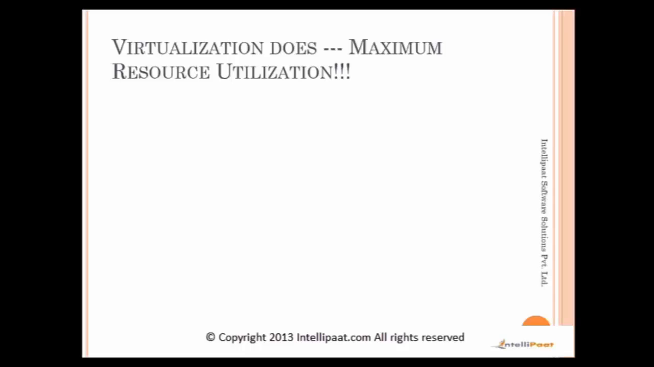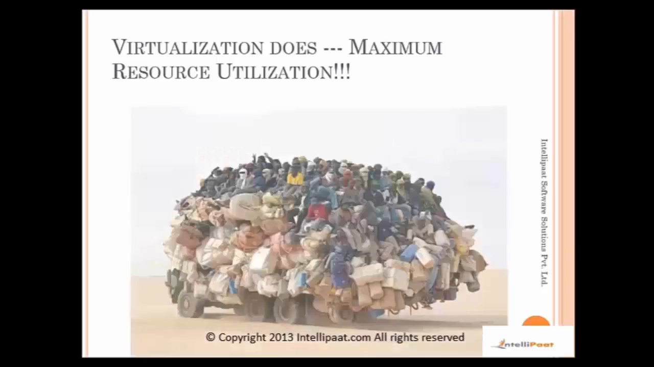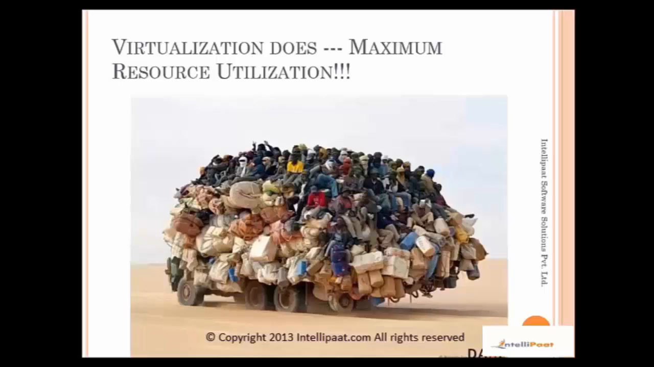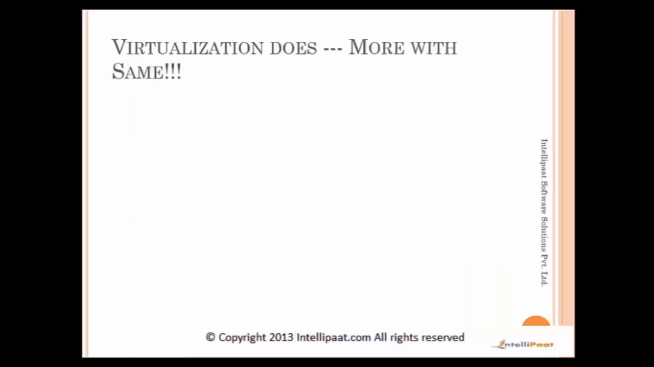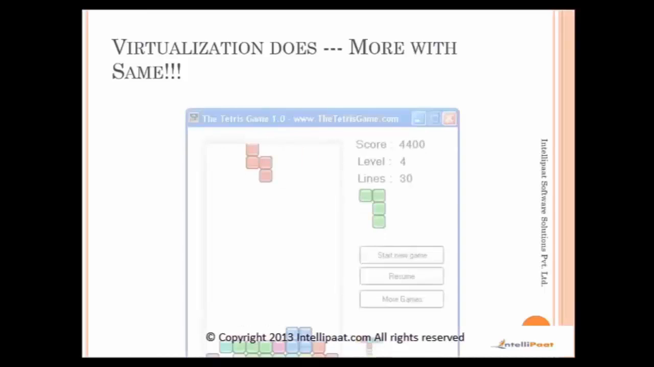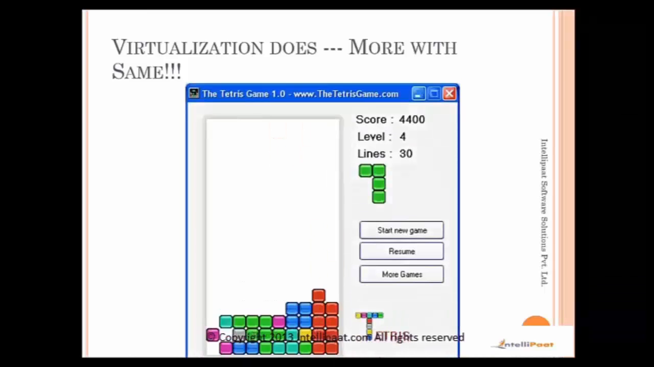Sashi is the one who said this, right, about elastic load balancing. So one of the ideas is that you need to make maximum utilization of resources. You need to do more with what you have, or more with less. So virtualization does maximum resource utilization. You push in as many people as possible in a single vehicle, isn't it? Similarly, virtualization does more with the same. And this is one simple idea that fits into the IT infrastructure problem more than anything else.